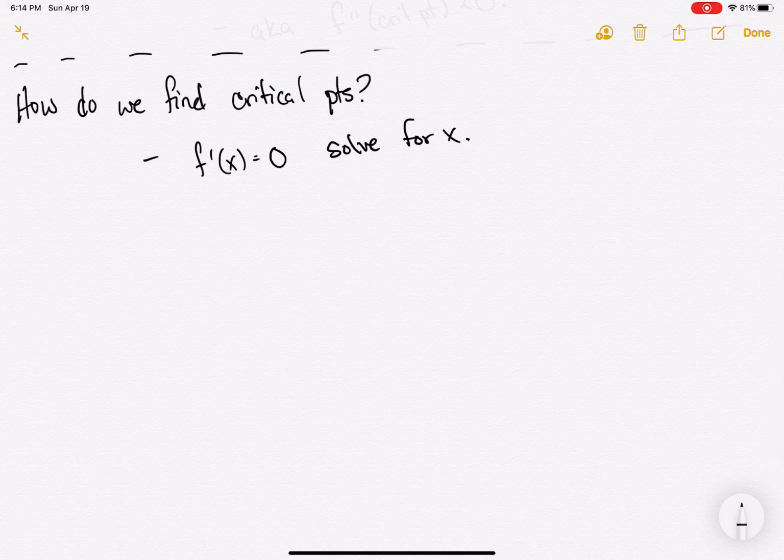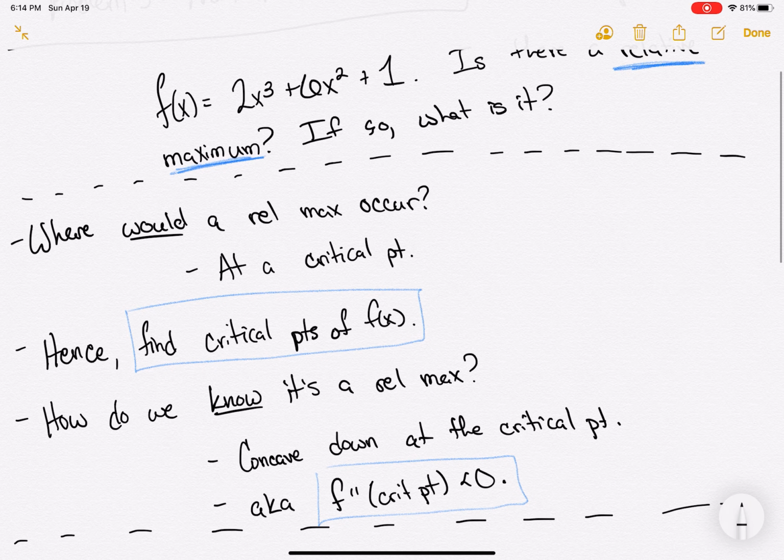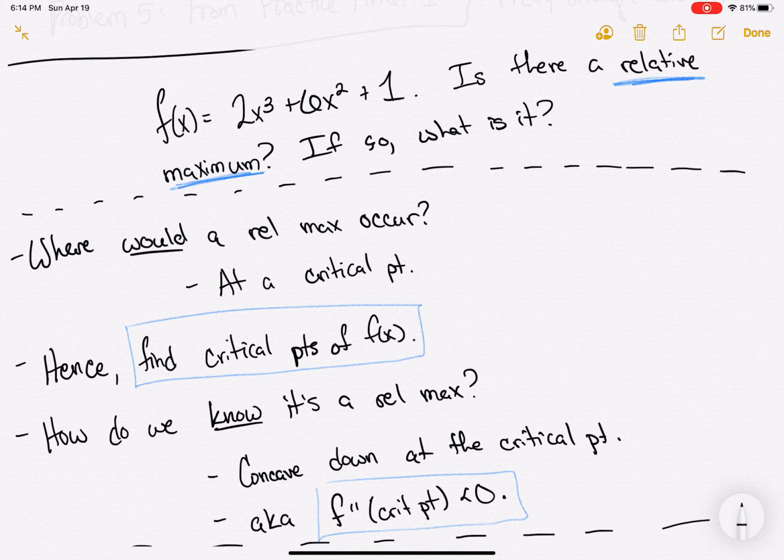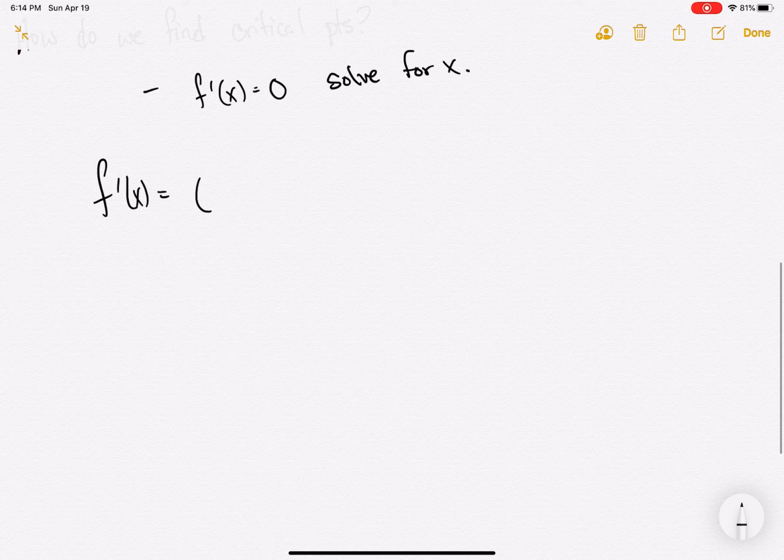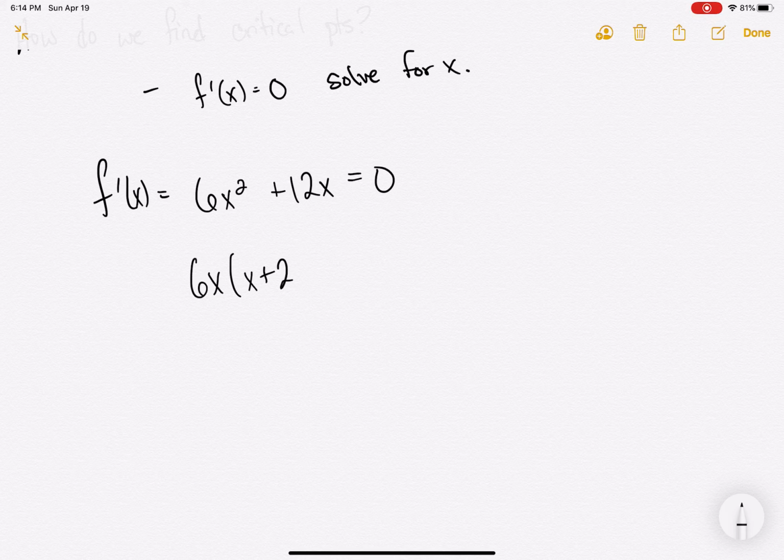So what is f prime here? Very simple problem that I gave you guys: 2x cubed plus 6x squared plus 1. What is it? It is 6x squared plus 12x. Set it equal to 0, solve for x. So how do we solve for x? We're going to factor out 6x. We get 6x times (x plus 2) equals 0. So x equals 0, x equals negative 2. Critical points.